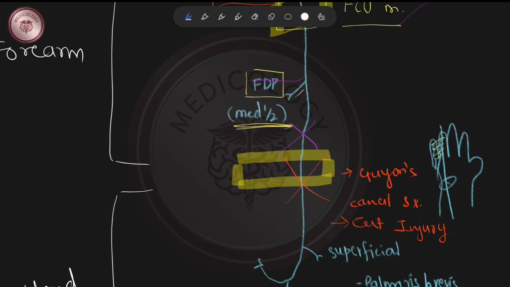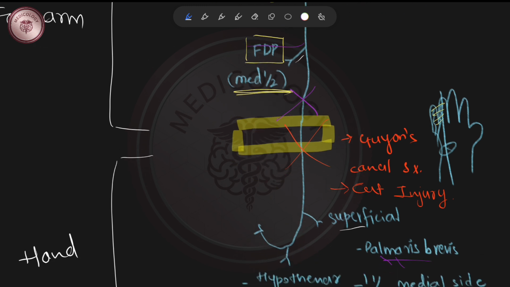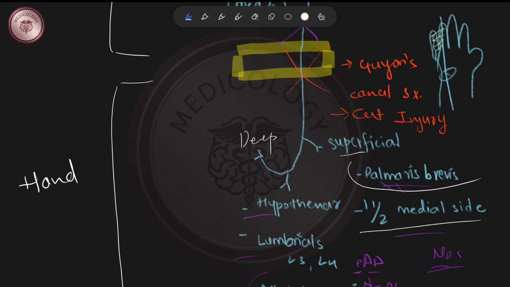Then it goes to the hand. In the hand, it doesn't go deep to the flexor retinaculum. It is superficial to the flexor retinaculum, and it supplies the superficial and the deep branches. In the superficial branch, it supplies the palmaris brevis and the medial half. In the deep branch, it supplies the hypothenar muscles, lumbricals, that is L3 and L4, the interossei, and lastly the adductor pollicis. Adductor pollicis is the last muscle. That's why it is the graveyard of the ulnar nerve.